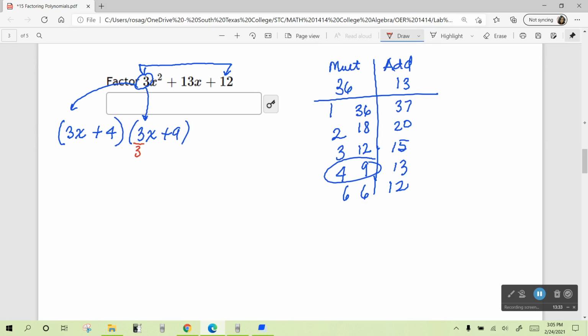So this 3, you divide these by 3, and you're left with, you simplify each parenthesis individually. And this is what you get.